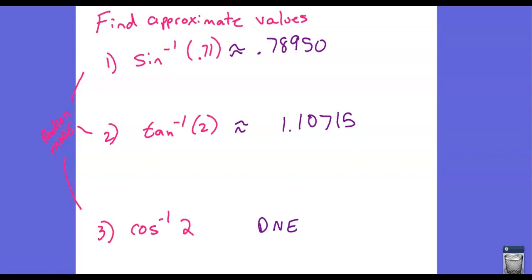And there's the values. I do want to point out the inverse cosine of 2. Remember, when you graph the cosine function, it only goes up to 1. So there's no way that you can evaluate a function greater than 1. So this does not exist.